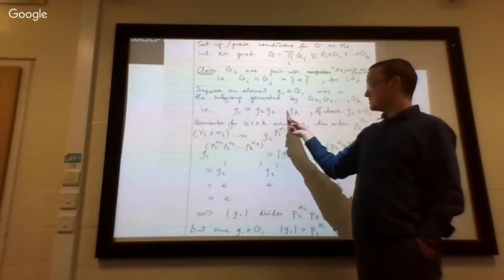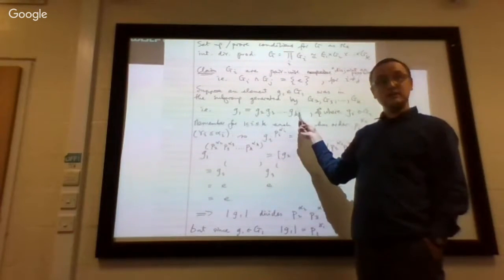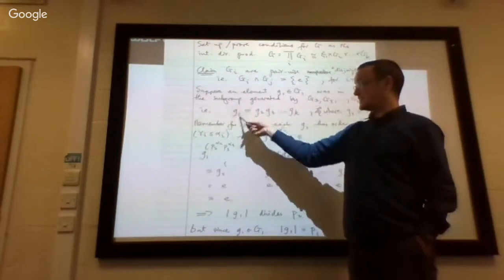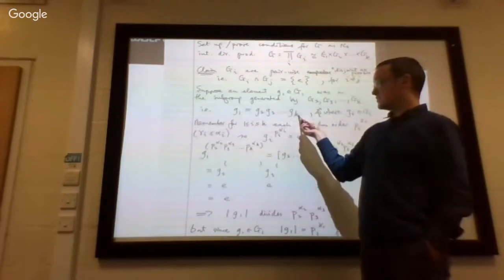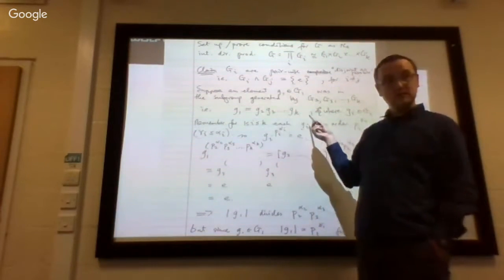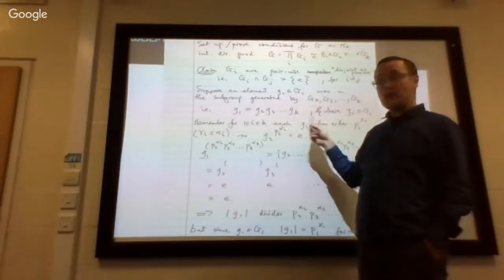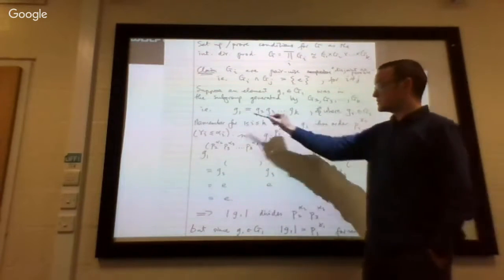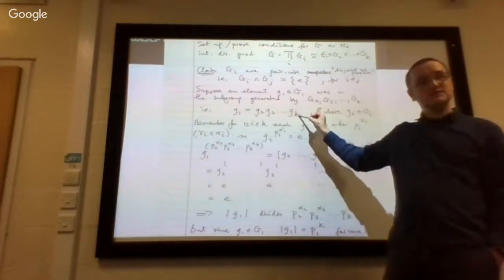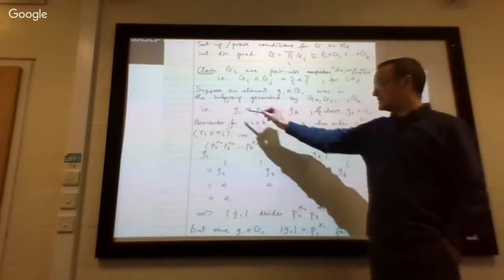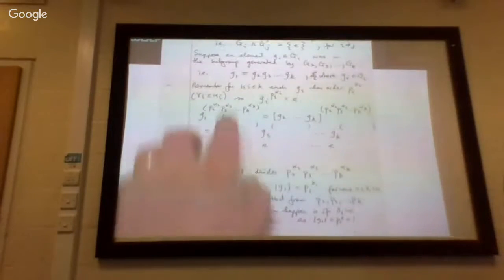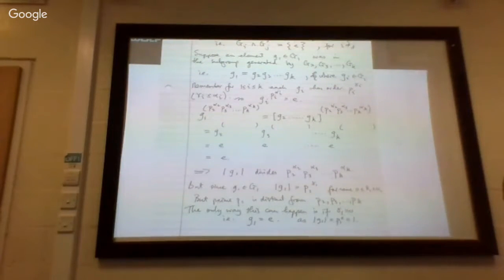All the other G's you could choose as the identity. So you would be able to write a non-identity element as a product of elements, one from each of the primary components. Okay? But we've just proved that you can't do that, because in any situation like this, the only way to do this is when you're talking about G1 being the identity element.